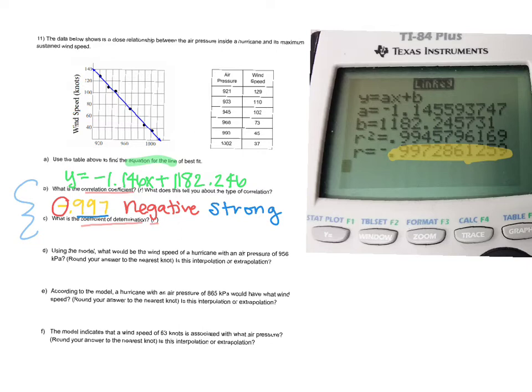Then the next part C, what is the coefficient of determination? To find the coefficient of determination, we look at r squared, whatever r squared is. That's what gives us the coefficient of determination, which in this problem is 0.995. And again, don't do anything with that. I just want you to know how to find it because next year you're going to learn in statistics what to do with that information.